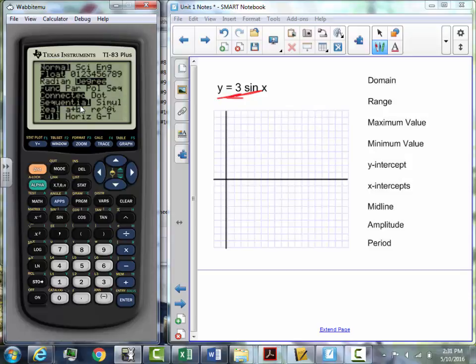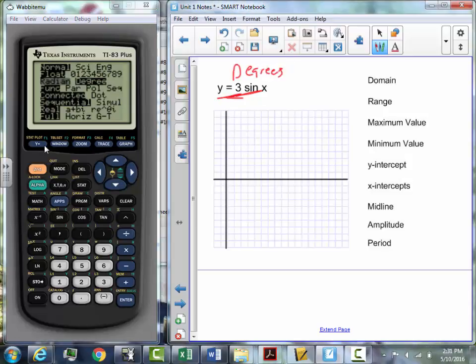Degrees. Okay, let's go with degrees first then. Wait, hold up. How do I do that? Okay, good question. If you're on just a regular old home screen, press mode, which is the button right next to the second button, and then toggle down between radians and degrees. So if we're saying degrees, that's fine, but we have to know that that's what we're doing. Alright, so degrees we're going with.